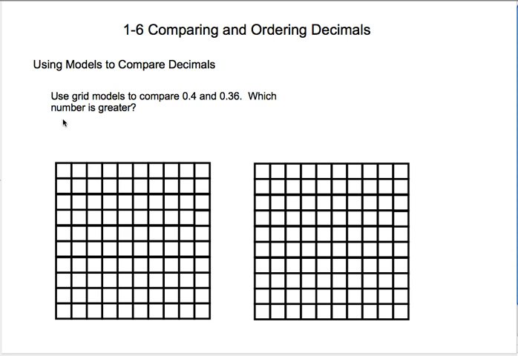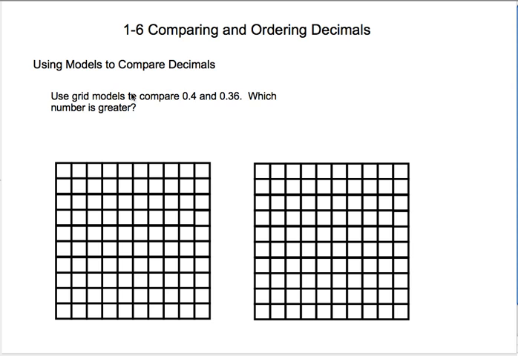In this video I'll be talking about comparing and ordering decimals. Comparing decimals is just saying which one is bigger or which one is smaller, and then ordering them would be like putting them in order from least to greatest or greatest to least. One way to compare and order decimals would be to use a grid model.